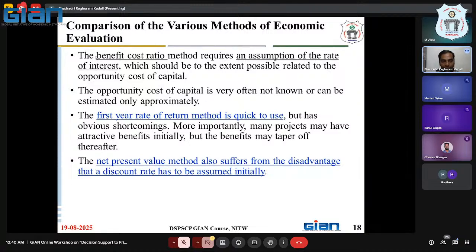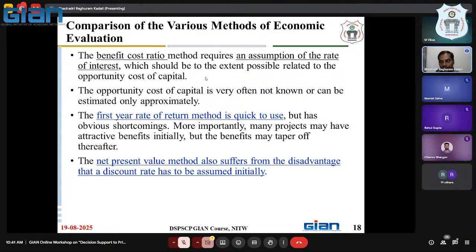Which method is most feasible for us? The benefit cost ratio method requires an assumption of the rate of interest, which should, to the extent possible, be related to the opportunity cost of capital. The opportunity cost of capital indicates that you have borrowed money from one bank and got an interest rate of, let us say, 6.5%. But you don't know that another bank might be giving 6% itself. Then you're making a loss of opportunity of 0.5 percentage points when you're looking at a single bank alone.